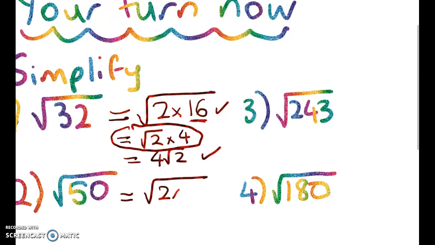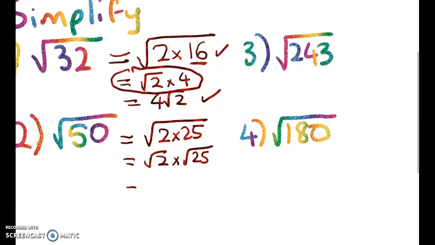50 is equal to 2 times 25. So that's the square root of 2 times the square root of 25, which is equal to 5 times the square root of 2.